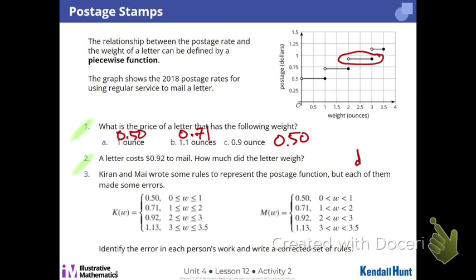What's the lowest? It needs to be more than what? 2.1. So it needs to be more than 2. So I'm going to write it like this. It has to be more than 2. That includes every little thing. Okay, but what's the most it can be?